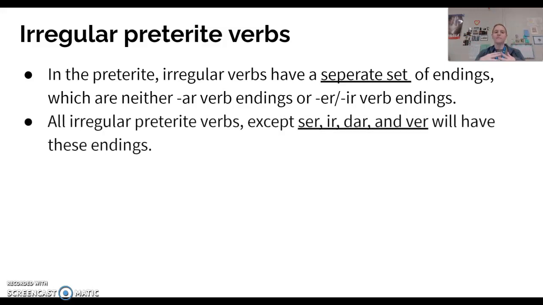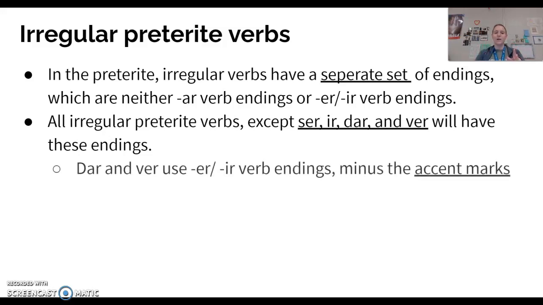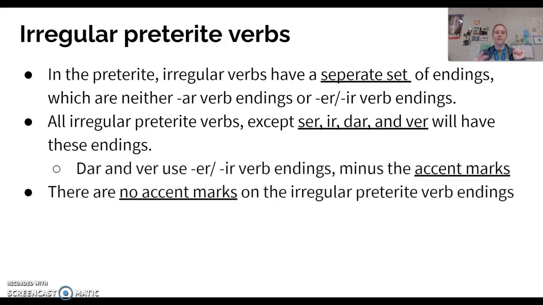Okay. So all irregular preterite verbs, with the exceptions of ser and ir, which conjugate the same, and then dar and ver, which have the ER preterite endings but with no accents. So all the rest of them are going to use these endings. Okay. So that's why I said dar and ver use ER, IR endings minus the accent marks. And when we're talking about irregular preterite verbs, there are no accent marks anywhere on them. Okay, so that's one nice thing. That's one less thing that we have to worry about.